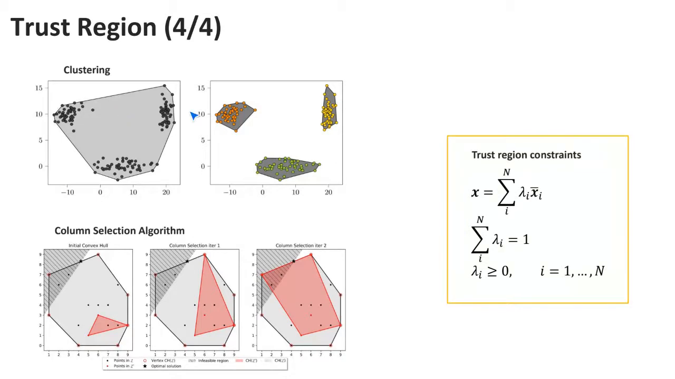So what we suggest is to use clustering first, and then for each cluster we define a convex hull. And we force the optimal solution to be in one of these convex hulls. That's the idea.